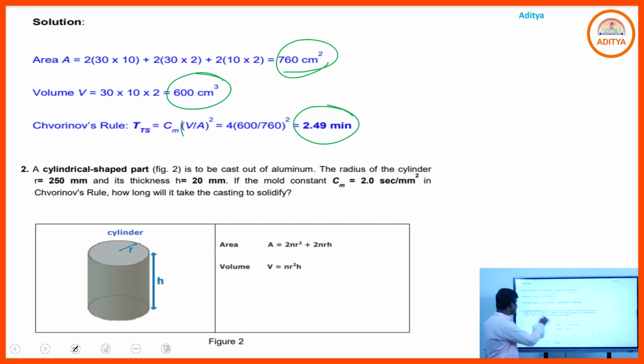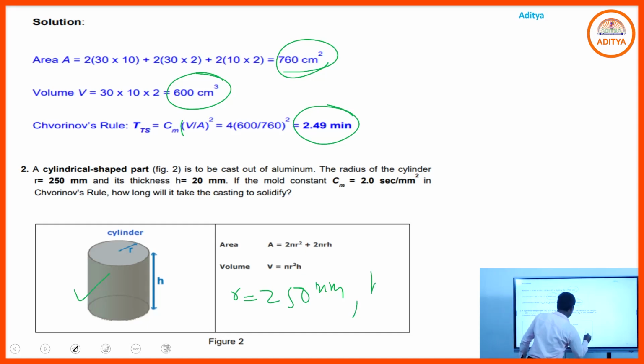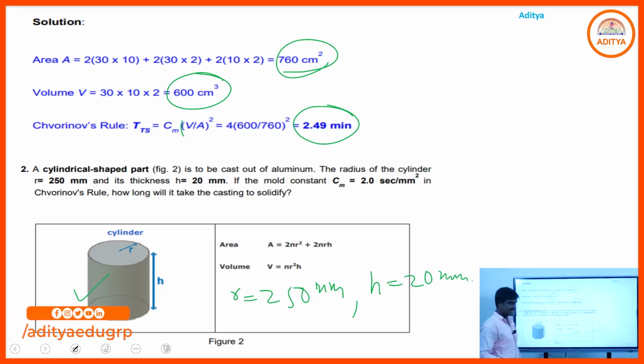In another case, a cylindrical shape part shown in the figure is to be cast out of aluminium. The radius of the cylinder, R, equals 250 millimeter. Its thickness, H, equals 20 millimeter. If the mold constant Cm equals 2.0 seconds per millimeter squared, all in millimeter, in Chvorinov's rule, how long will it take the casting to solidify?